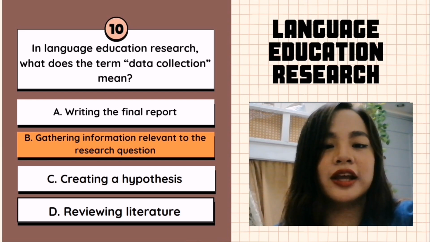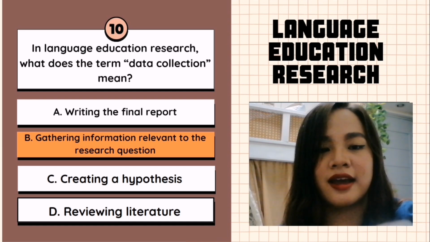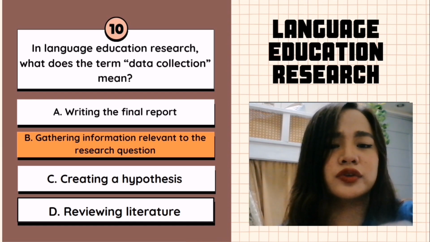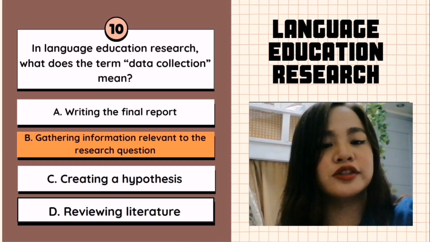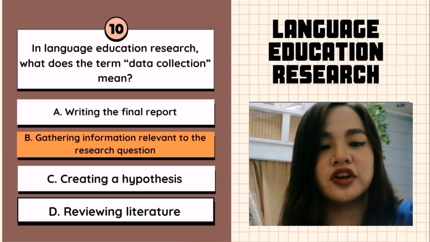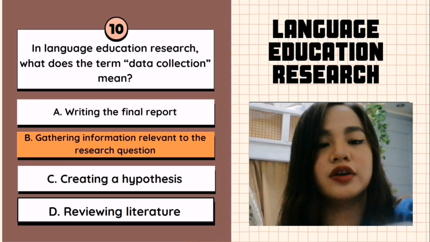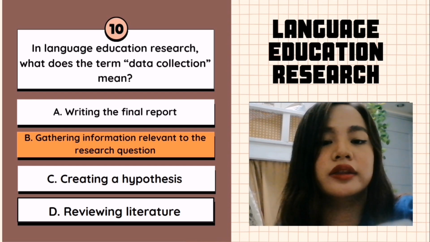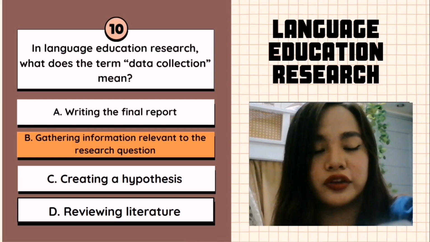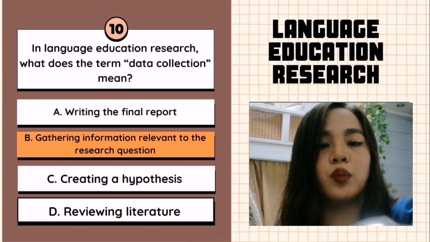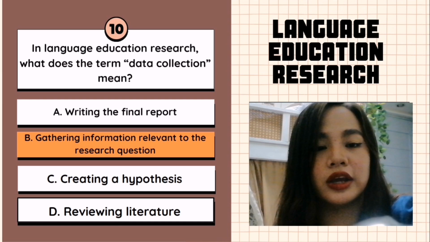Data collection is the process of gathering information or evidence from various sources like tests, surveys, interviews, and observations to answer the research questions. It is a critical stage in any research study because it provides the raw data that is used for analysis, interpretation, and conclusion. So, why are the other choices incorrect?